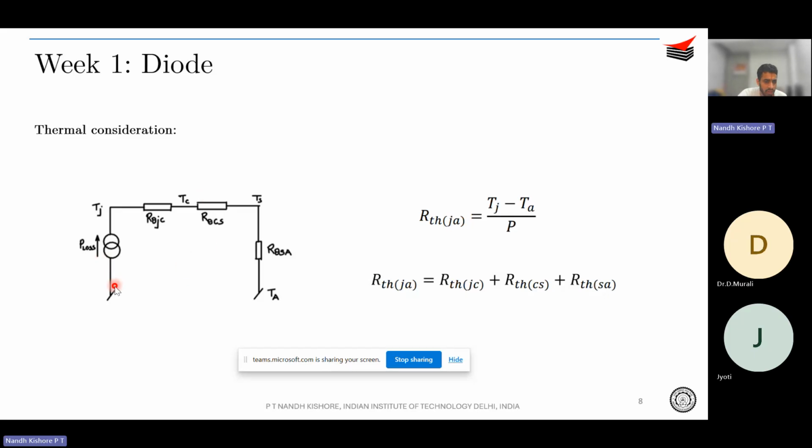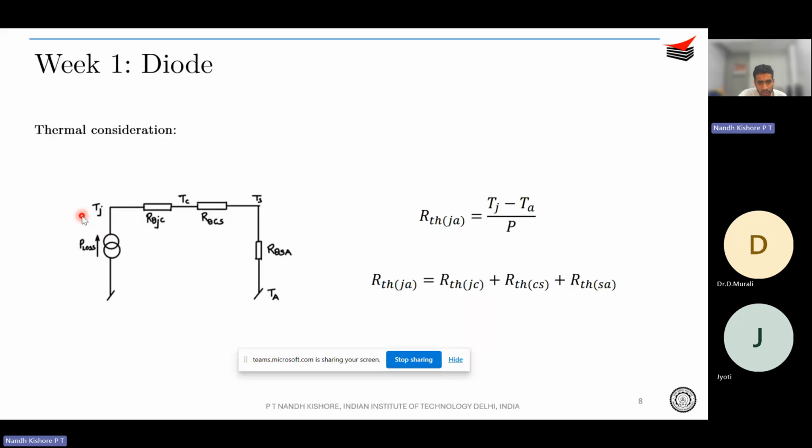The thermal chain can be approximated using the electrical equivalent circuit. That is, let's say P loss is a current source, that is the current flowing in this circuit, and Tj the junction temperature, then the temperature corresponds to the voltage, the R theta corresponds to the resistance in the circuit, and P loss corresponds to the current.